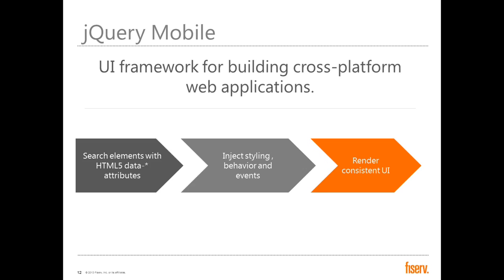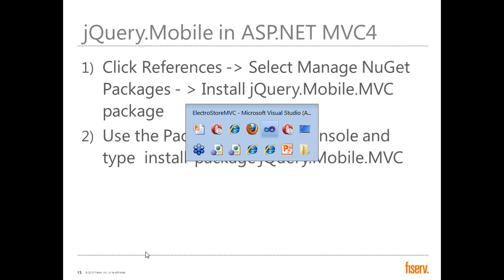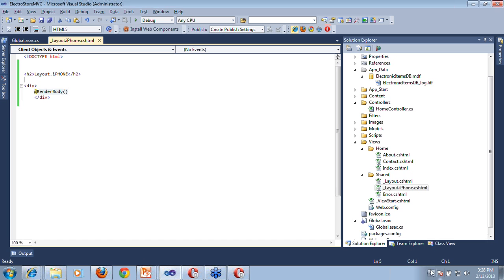So if you have to incorporate jQuery Mobile in ASP.NET MVC4, there are two ways. The first way is you right-click references on your project, select manage NuGet packages, and install the jQuery.mobile.mvc package. And the second method is to use the package manager console and just type install-package jQuery.mobile.mvc. So let us see our final application.